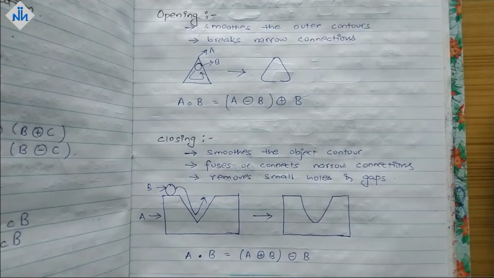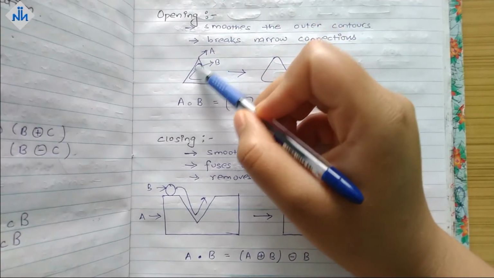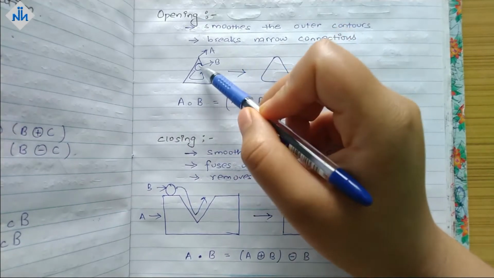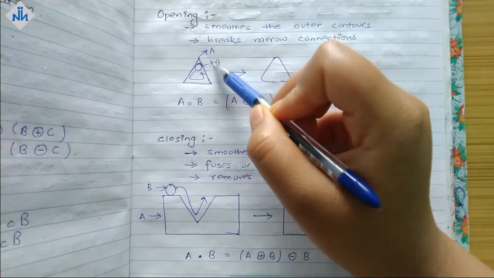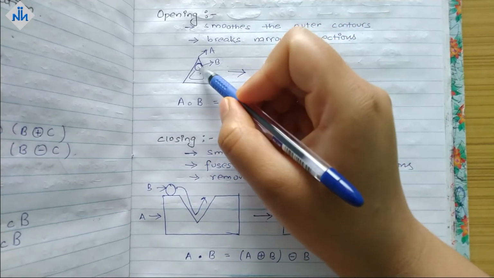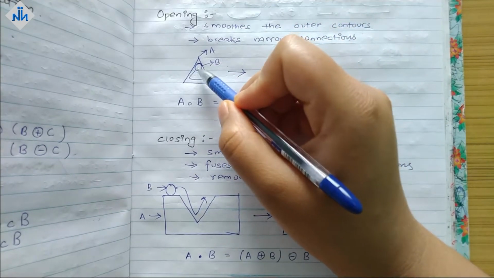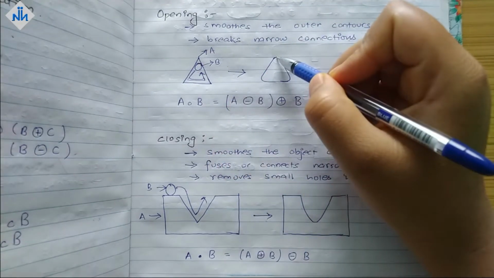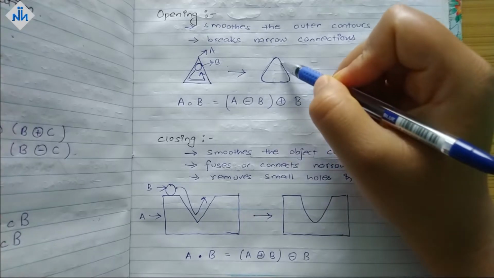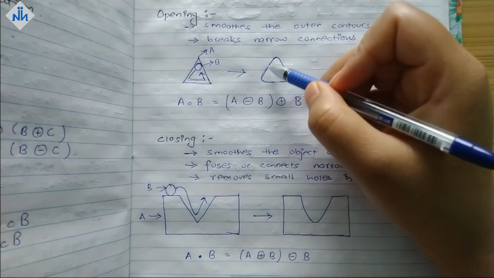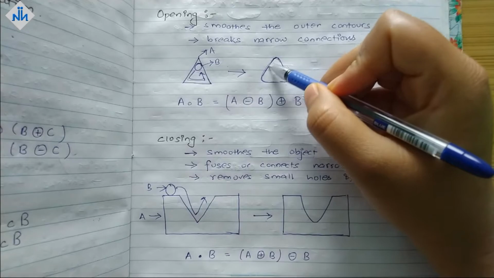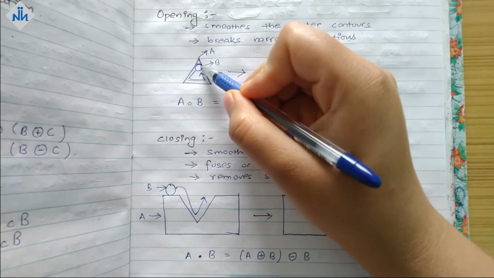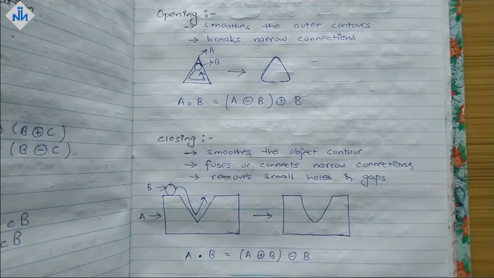So for a better understanding, suppose we have something like a triangle and this is our A and this circle is our B, that is our structuring element. If we put our structuring element inside the triangle all over it, then it will basically transform our image into something like this. It has smoothened the outer contours, and it has broken any narrow connections like these. So this is what opening is used for.